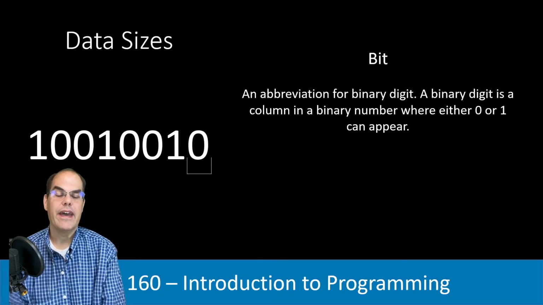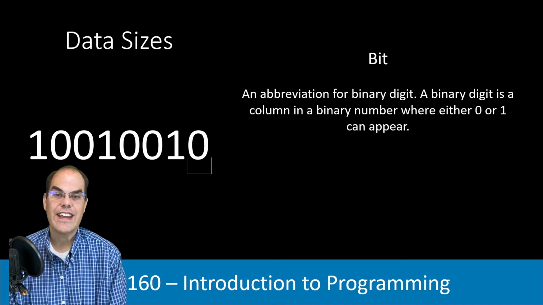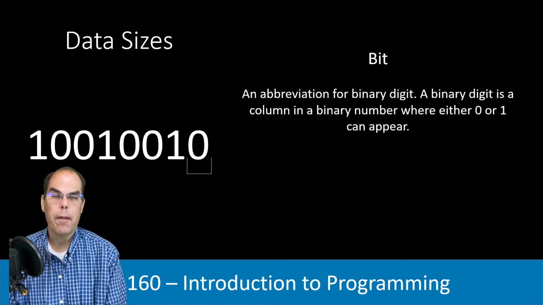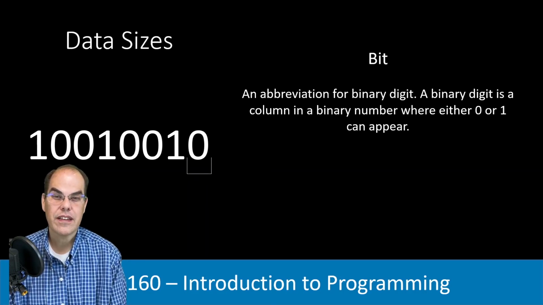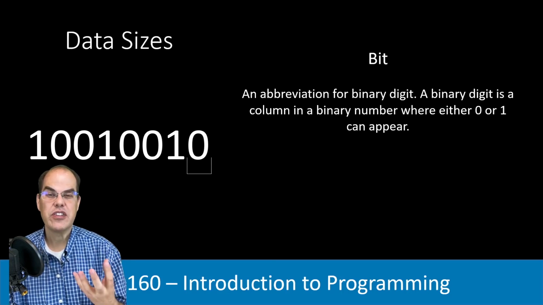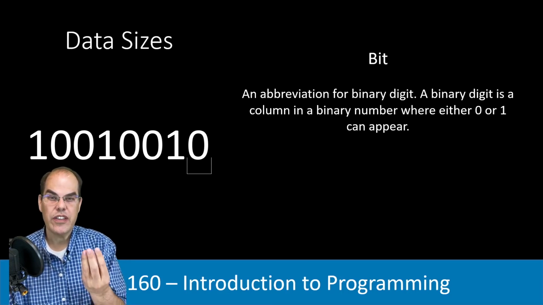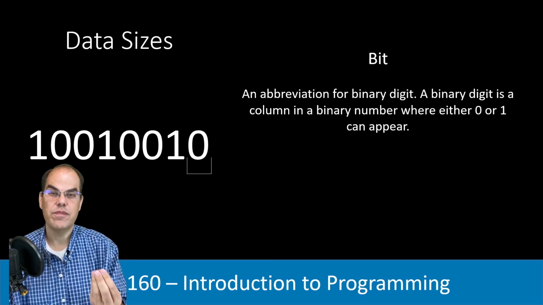Okay, a bit. So now we're looking at data sizes. A bit is the most basic piece of information a computer can hold. It can hold either a 1 or 0, a true or false. It's either yes or no. A bit is represented usually by a 0 or a 1.